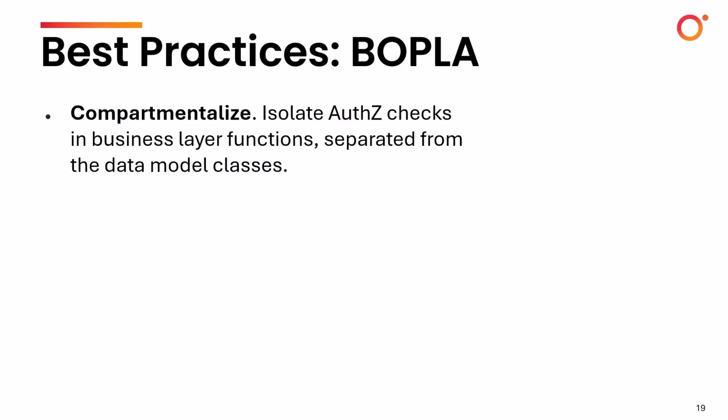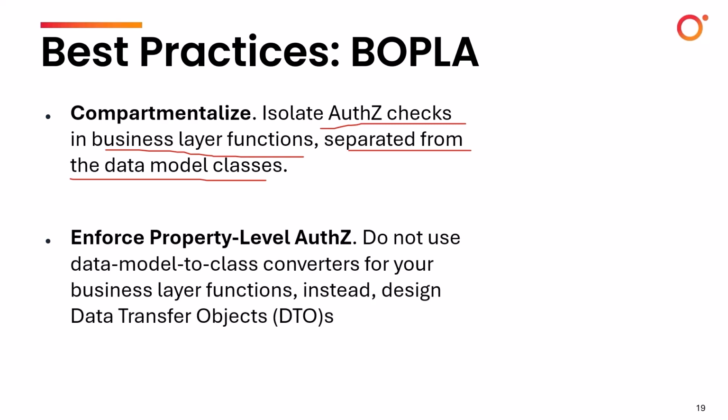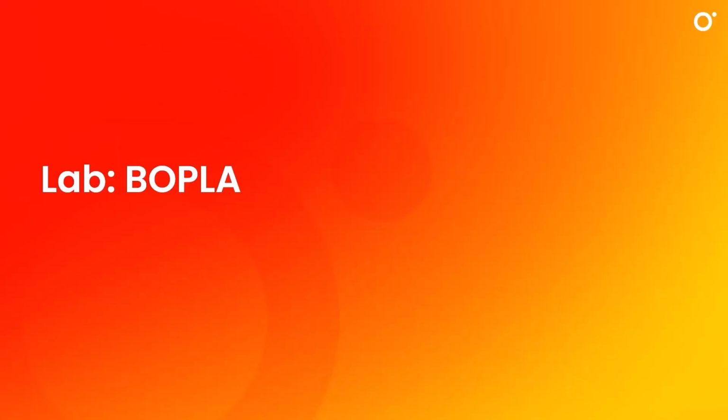First, compartmentalize. Isolate all of your authorization checks in the business layer. Separate these classes from your data model classes. Secondly, enforce property level authorization checks. Instead of using converters, make sure that you're using data transfer objects, or DTOs, between your business layer and your data model. Now we're going to go into our lab.